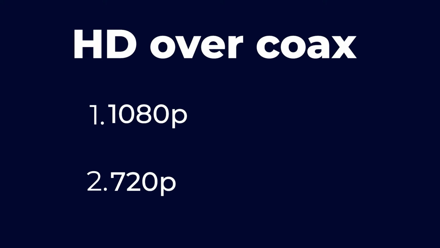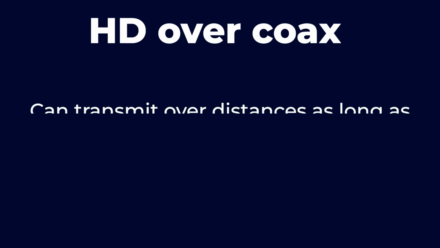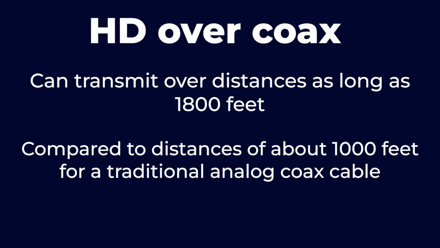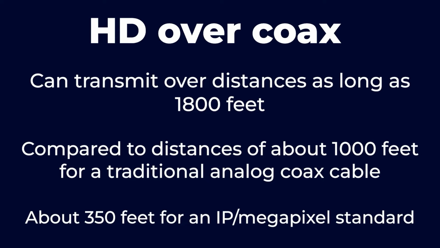HD over coax works with two specifications, 1080p and 720p, and it's designed to provide low signal distortion over long distances. HD over coax can transmit over distances as long as 1,800 feet. Compared to distances of about 1,000 feet for a traditional analog coax cable and about 350 feet for an IP megapixel standard, that's pretty far.